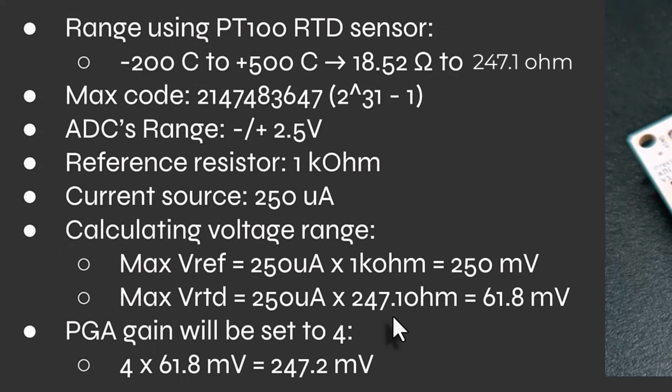We could actually do a gain of about 4 and still be below 250 millivolts, right? I say that because we have to be below our reference voltage. If we go above our reference voltage, we'll saturate the ADC. So we're going to do a programmable gain amp setting of 4.